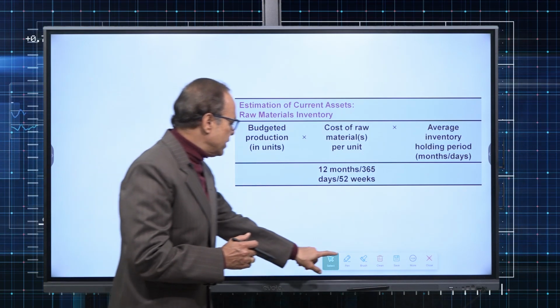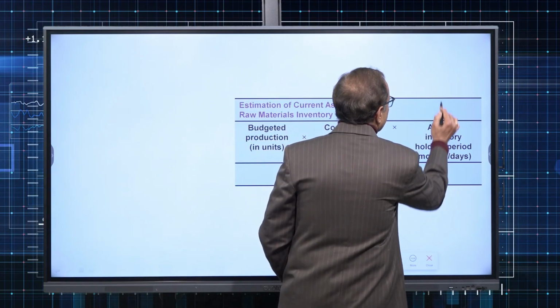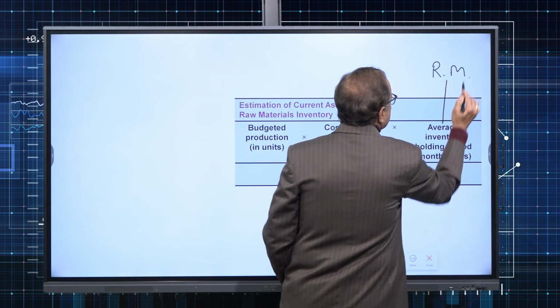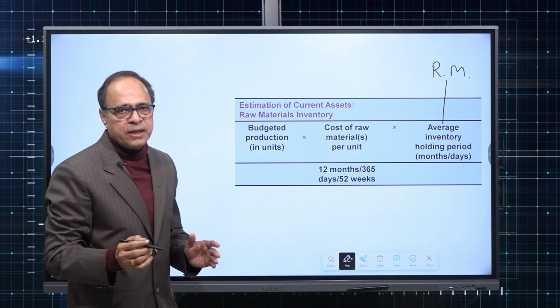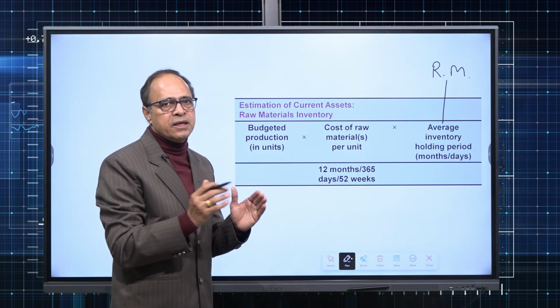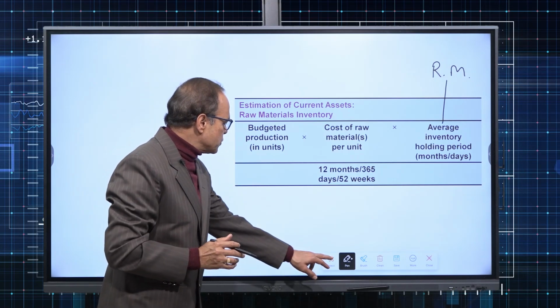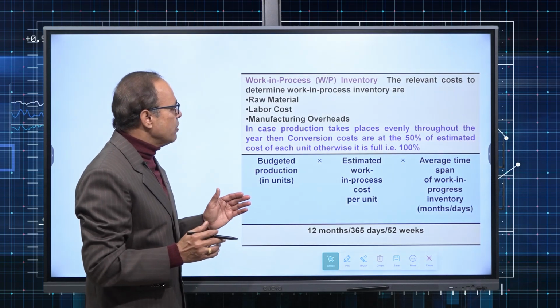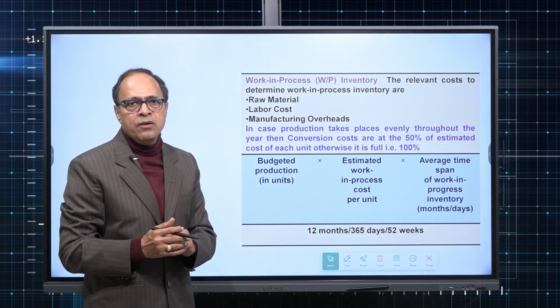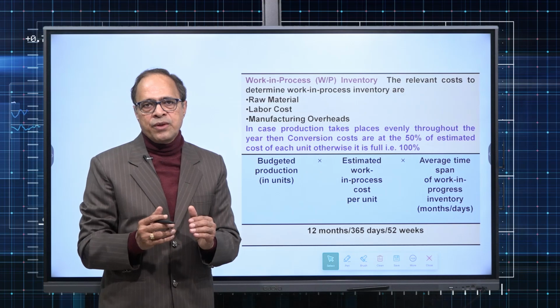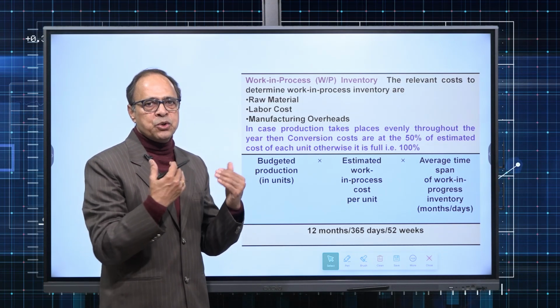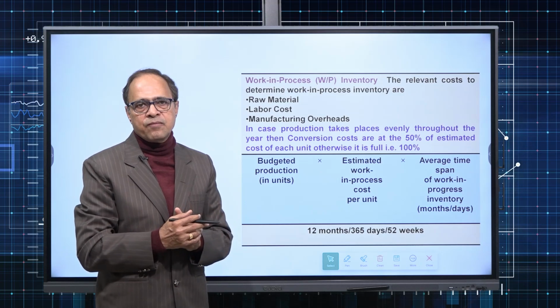So this average inventory holding period is particularly with reference to raw material. Remember, we are estimating stock of raw material, or the level of raw material inventory. Then we proceed further to the second part, because inventory might have work in process also. Semi-finished goods. When we produce the goods, all the goods never get produced 100% within a year.